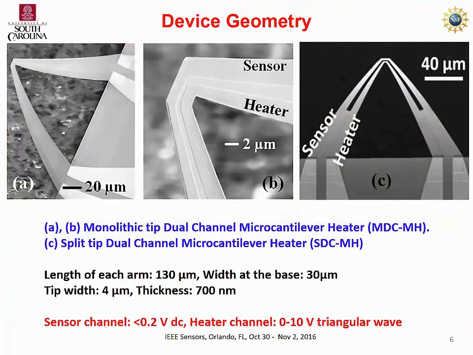So here is the geometry of our sensor. The first two pictures show the dual channel cantilever. You can see there is one channel and there is another channel, and they are all sitting on the same cantilever. That's why we are calling it monolithic tip dual channel microcantilever heater. And there is a second type where we can see that there is a small air gap in between two channels. So we are calling it split tip dual channel microcantilever heater. And they are pretty small. The length of each arm is about 130 micron, and the base width is about 30 micron here, and the tip width is only 4 micron with a thickness of 700 nanometers.